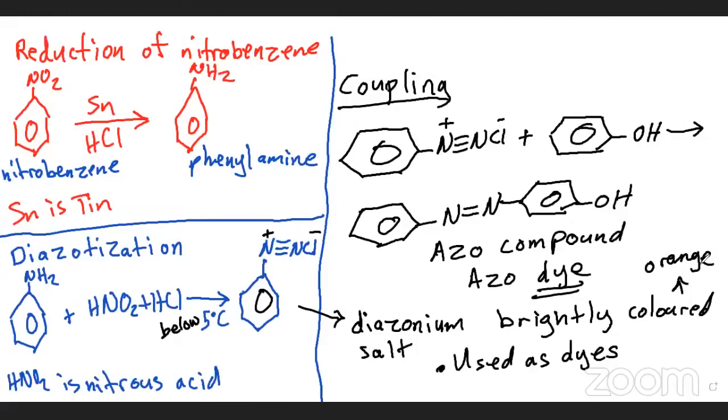And then for nitrobenzene, we can reduce it to phenylamine using tin and HCl. The phenylamine can form a diazonium salt if we react it with nitrous acid and HCl at low temperature. And then finally, we have our coupling reaction between the diazonium salt and phenol, which gives us our azo dye. All right, so now we are going to work a past paper question.